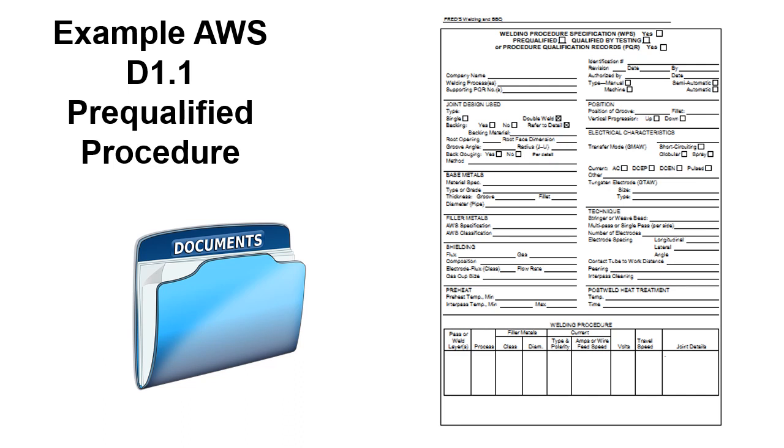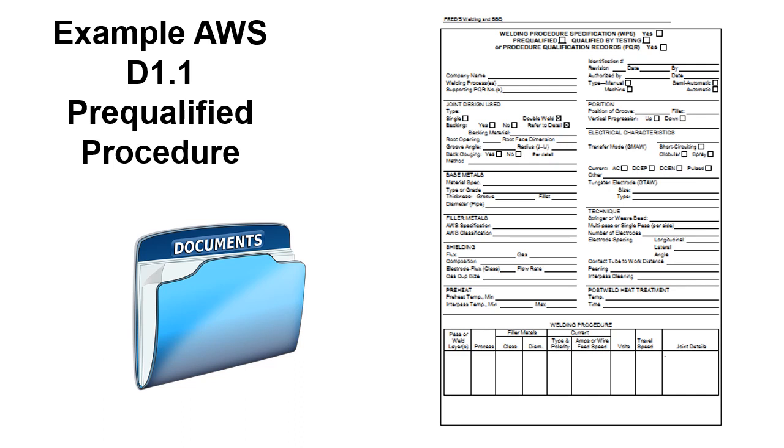procedure. And you can see that you can use it either as pre-qualified, qualified by testing, or as a PQR. So you just check the boxes on what type of document you're going to use. This can be a procedure qualification record, you check the procedure qualification record up top. Or it can be a WPS, and in that case you check whether it's pre-qualified or qualified by testing.